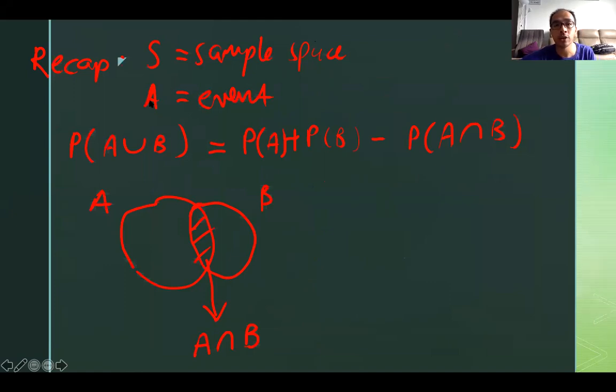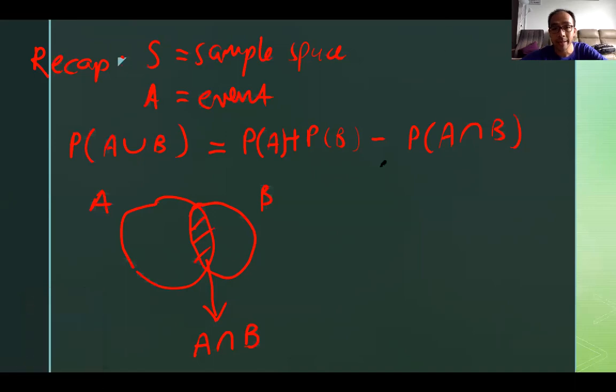A particular event is determined by your question. For example, the big event is rolling a dice, but the specific event that you want to count the probability for is, for example, getting an even number.